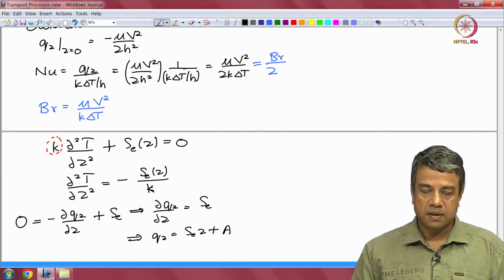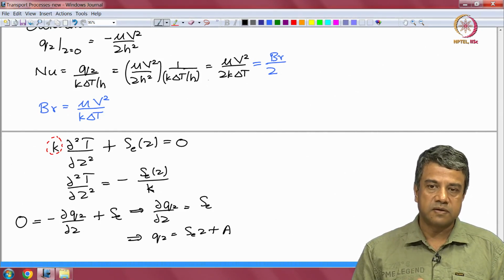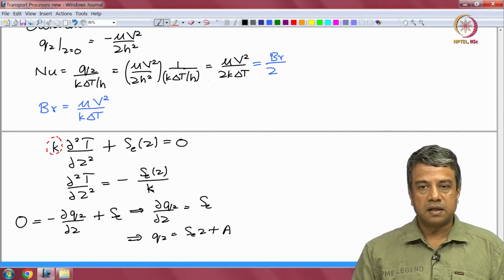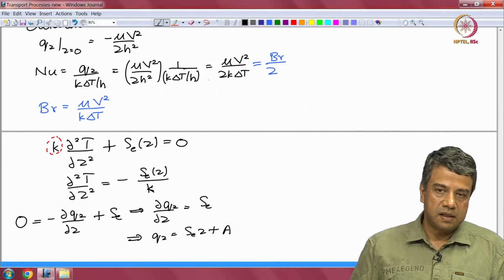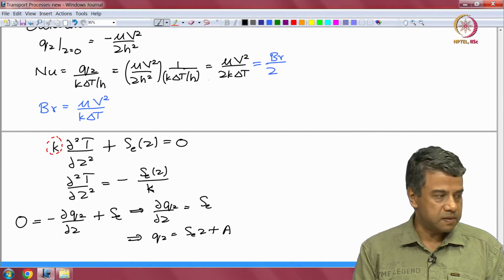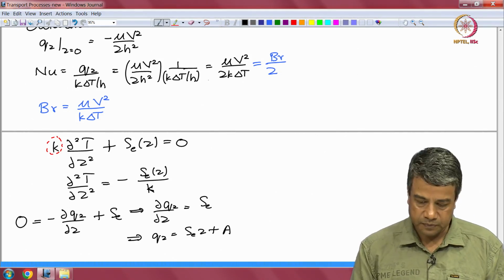If in addition the thermal conductivity is also a constant, or the diffusivity is also a constant, then the field variable becomes a quadratic function. Okay. So, that is for steady transport in the presence of a uniform source.